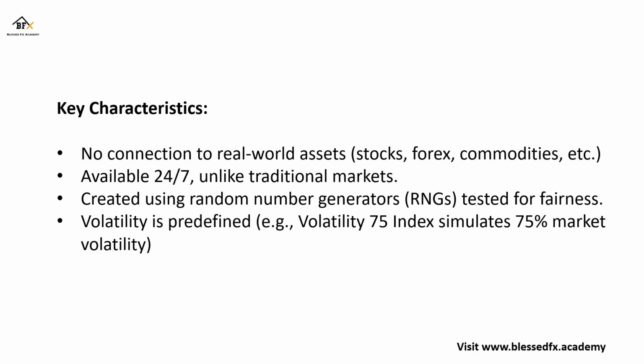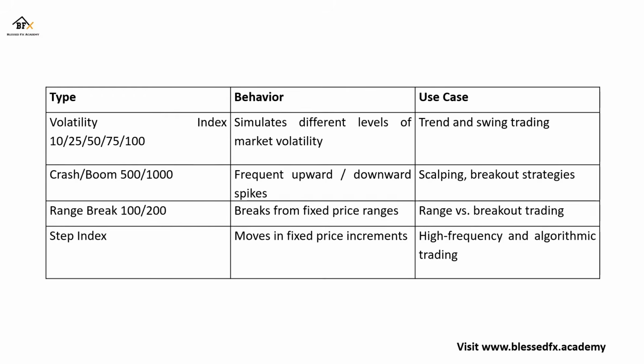And they are created using random number generators, RNGs, and they are tested for fairness, right? So this brings some form of certainty to synthetic indices. Now, volatility is predefined. For example, volatility 75 index simulates 75% market volatility. So I will give you some of the types, and their behavior and the use case. Volatility 10, 25, 50, 75 index, they simulate different levels of market volatility. So volatility 10 is simulating 10% of real market volatility.